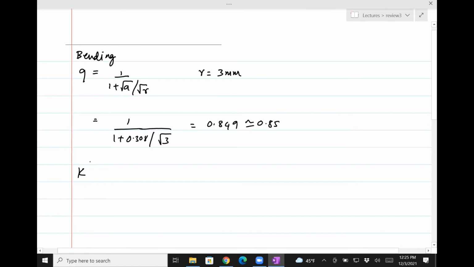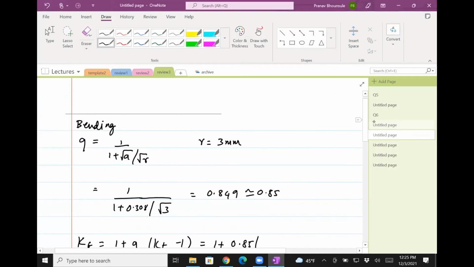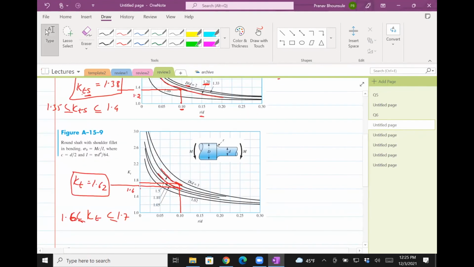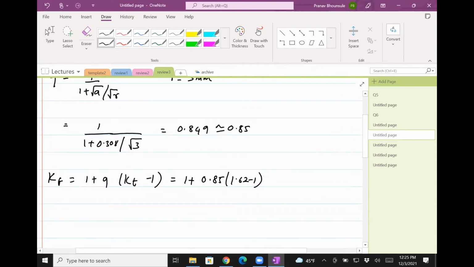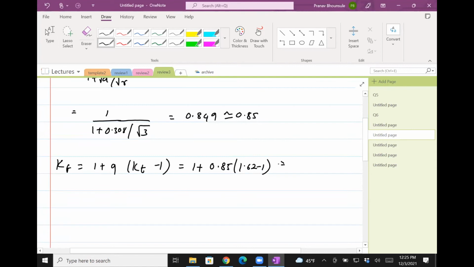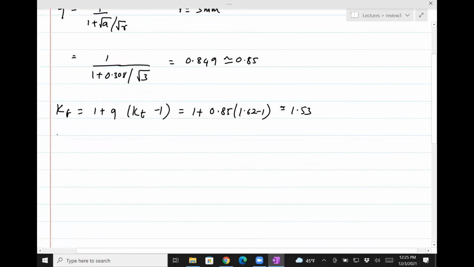And then we can find the stress concentration for fatigue. It's K_f equals 1 plus q times K_t minus 1, equals 1 plus q, which is 0.85, times K_t minus 1. K_t was found to be 1.62 here, so 1.62 minus 1. Okay, so K_f is 1.53. Okay, so we're done with that. Let's find q_s due to shear, so torsion.